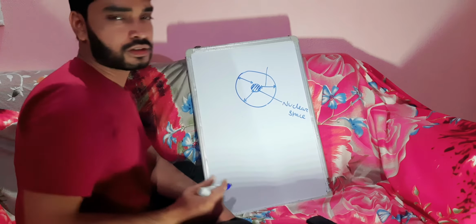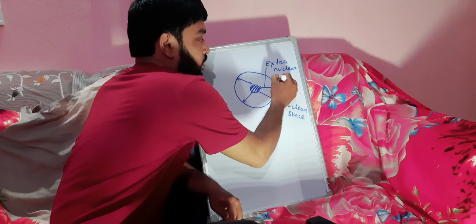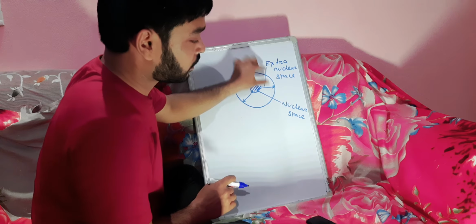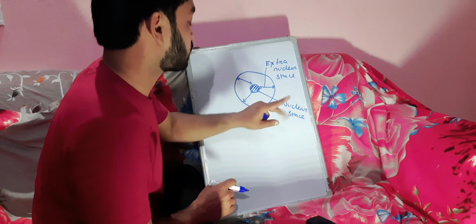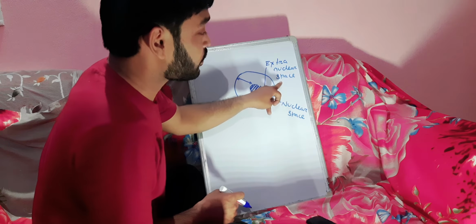Extranuclear space mainly possesses electrons, and I have already told that nuclear space contains protons and neutrons. We will know the details about extranuclear space, and next we will move to electronic configuration. So our main motto is to learn electronic configuration.